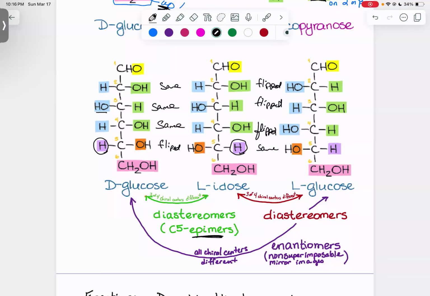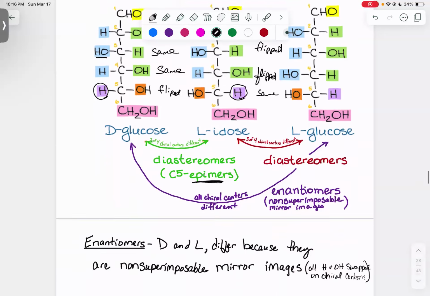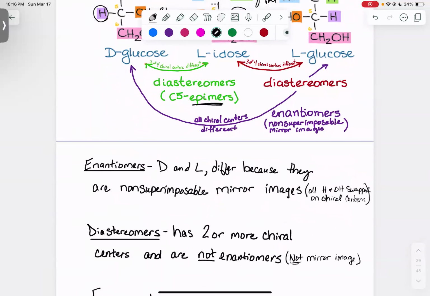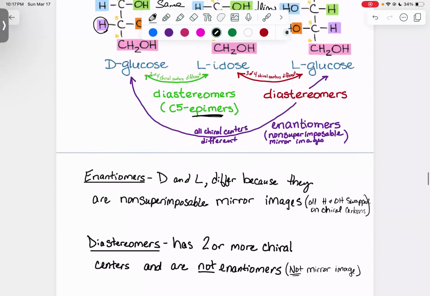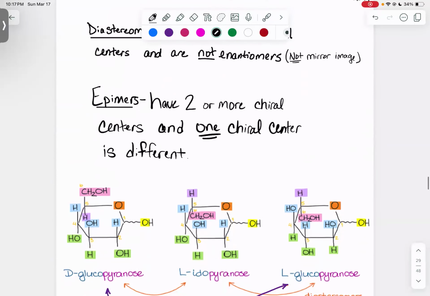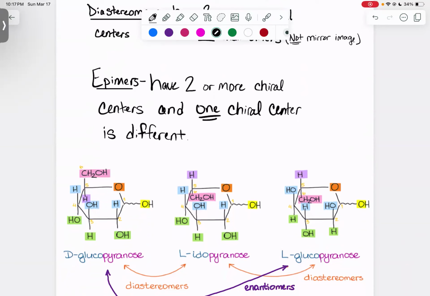So they're diastereomers if they're not mirror images. So here, has 2 or more chiral centers and are not enantiomers, not mirror images. Enantiomers are those D and L. They differ because they're non-superimposable mirror images. So all the hydrogens and hydroxyls are swapped on chiral carbons. And that's what makes it an enantiomer. Okay, so just go through and check that. And then epimers, we said, have 2 or more chiral centers, and then it's only one chiral center that's different.